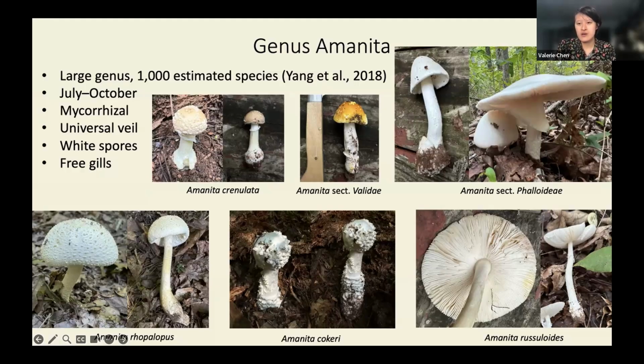There's a lot of different types of bulb morphologies presented here. In something like Amanita crenulata, you see that the bulb is quite round and globular compared to something like the specimen in Amanita section validi. And the Amanita russuloides, which don't really have nearly as enlarged of a bulb, and they also have a thin ring of universal veil fragments, where the top of the bulb meets the stipe.